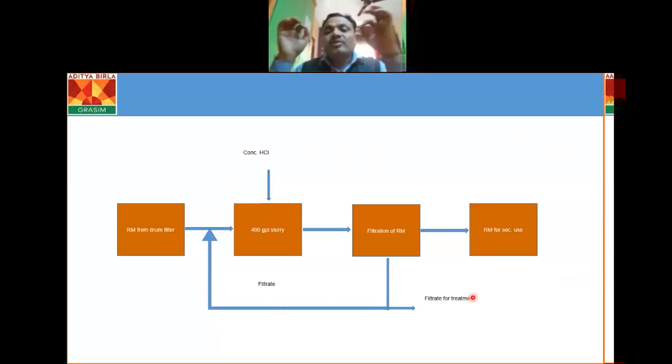wastewater. There was no wastewater as such from the neutralization of red mud, which remains a big issue in this type of process. This process is already patented, and Hindalco as well as Grasim has joined patent on that.